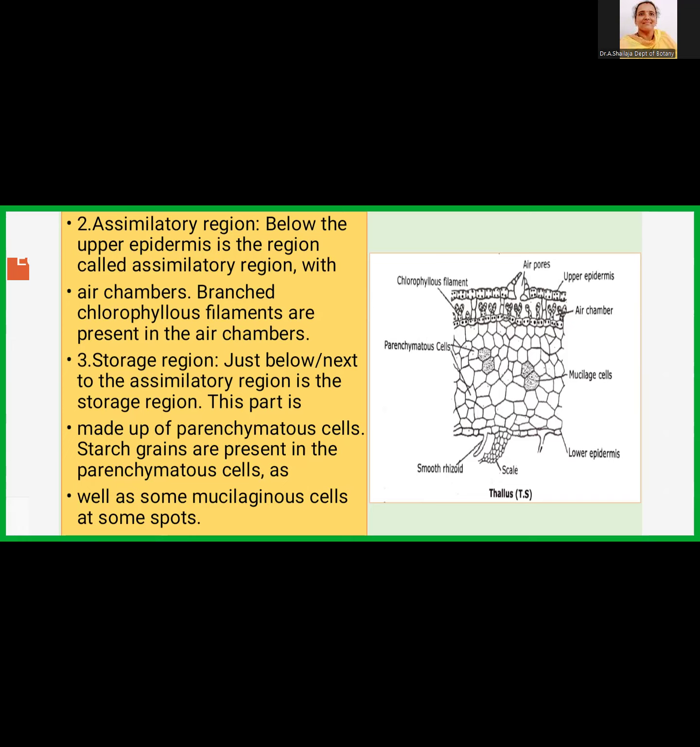The gemma is very important. So, the gemma cup, the germination of gemma, and the formation of gemma. A number of shallow cup-shaped structures with hyaline margins are present on the dorsal surface of the thallus. These are known as gemma cups, or cupules.